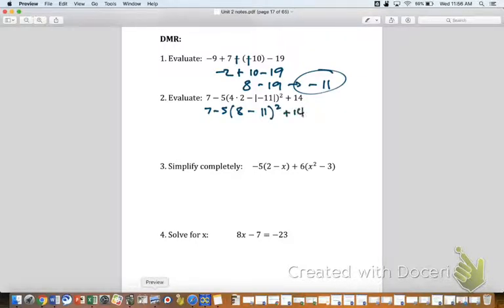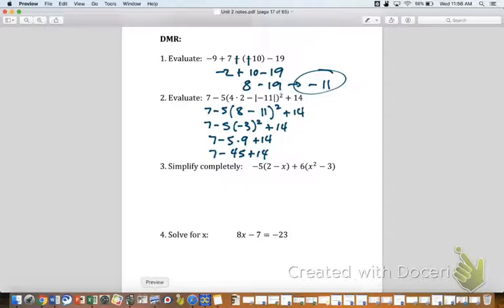Please remember that you cannot square anything inside those parentheses until you've simplified everything within those parentheses. So let's go ahead and do the 8 minus 11. That's negative 3. What is negative 3 in the parentheses squared? 9. So it'd be 7 minus 5 times 9 plus 14. 5 times 9, of course, is 45. We've got to do that first, and we can finish off with the addition and subtraction.